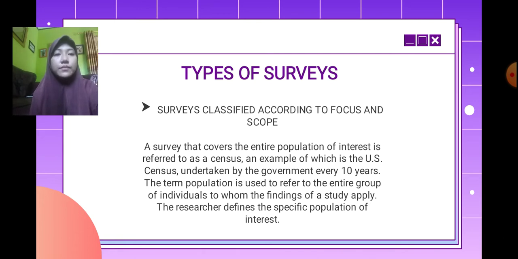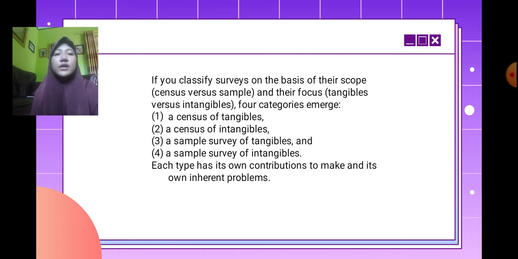Next, if you classify surveys on the basis of their scope, census versus sample, and their focus, tangibles versus intangibles, four categories emerge. 1. A census of tangibles. 2. A census of intangibles. 3. A sample survey of tangibles. And 4. A sample survey of intangibles. Each type has its own contribution to make and its own inherent problems.